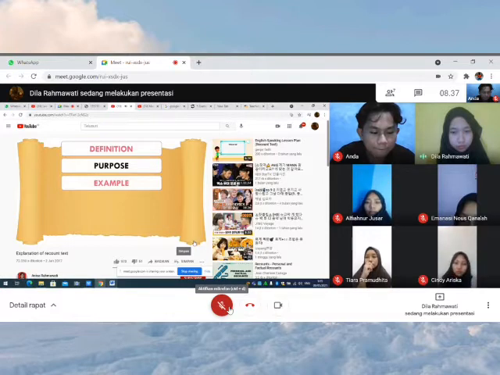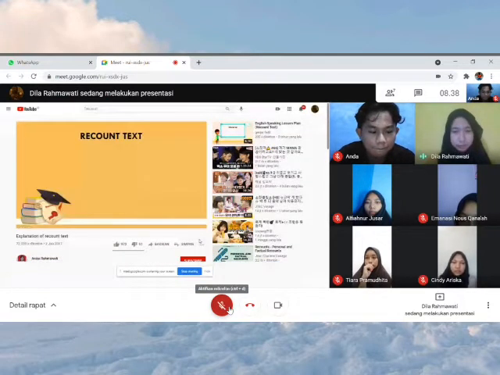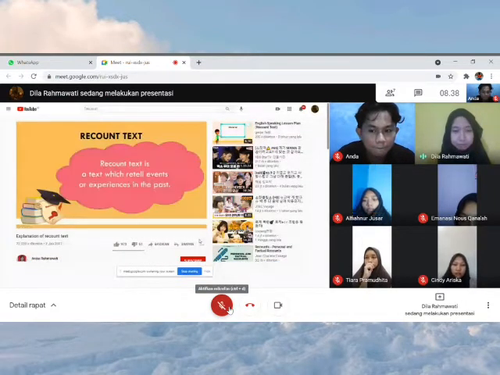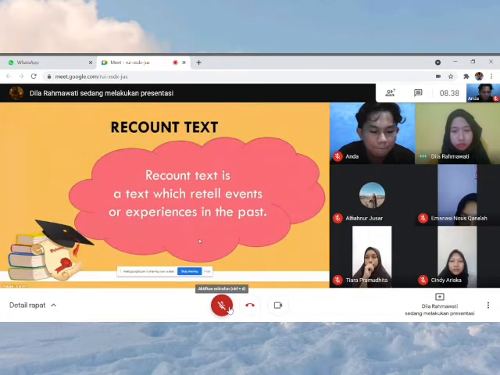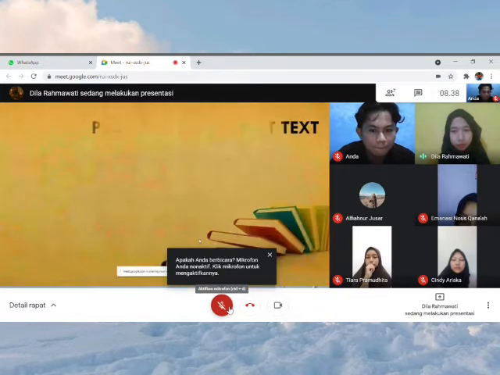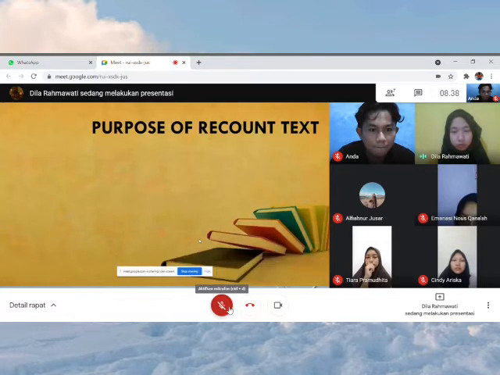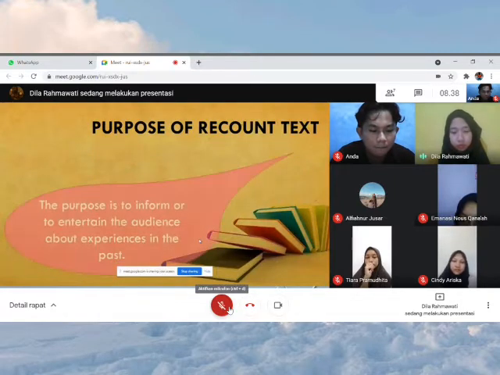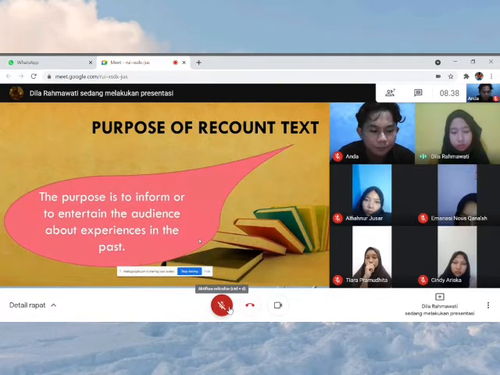The first is recount text. What is recount text? Recount text is a text which retells events or experiences in the past. Students, if you want to retell about your holiday to your friends, you can use recount text. Next is the purpose of recount text. The purpose is to inform or to entertain the audience about experiences in the past. Students, the reason why you tell about your experience or event to your friends is to inform them, right? That is the purpose of recount text.